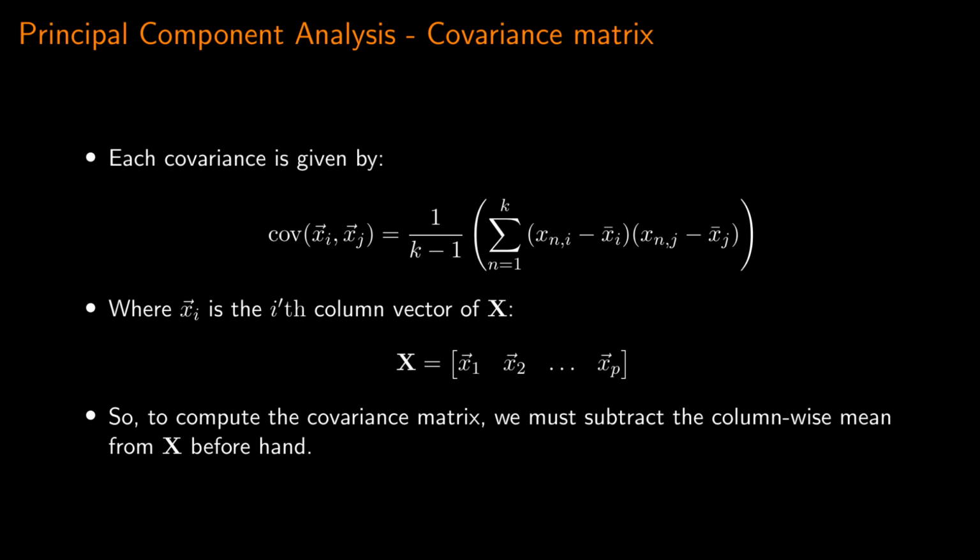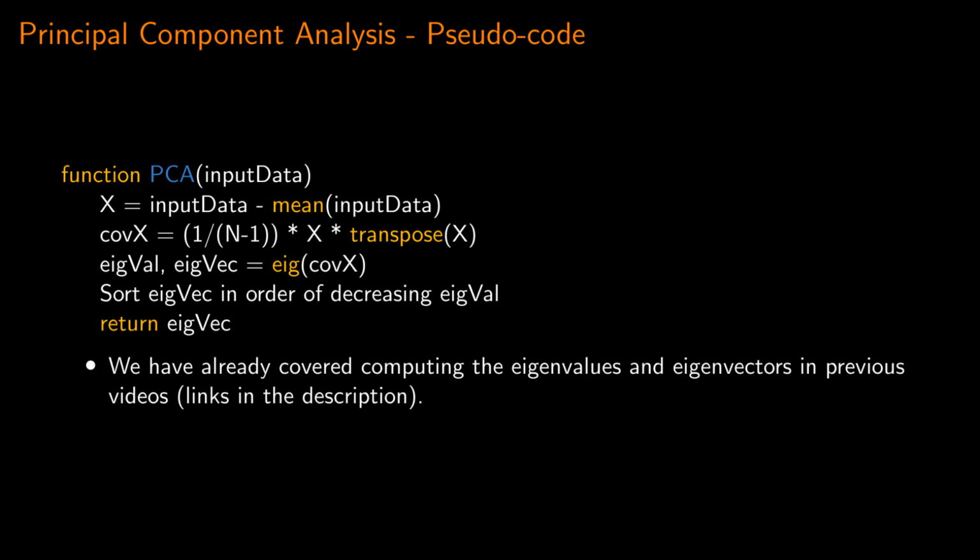But I wanted to show this because it illustrates quite nicely why we have to subtract the mean from the data. Here, xi bar indicates the mean of the ith column of X, otherwise known as the column-wise mean. We can see from the equation for the covariance that it is necessary to subtract the column-wise mean from the data prior to computing the variance. So this is the pseudocode that we would end up with.